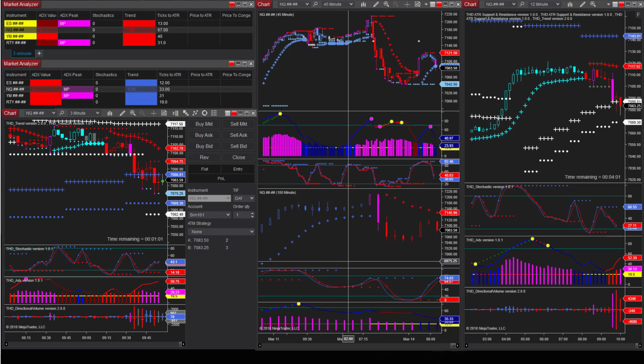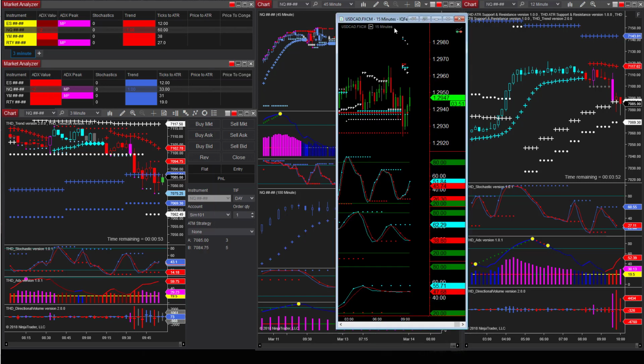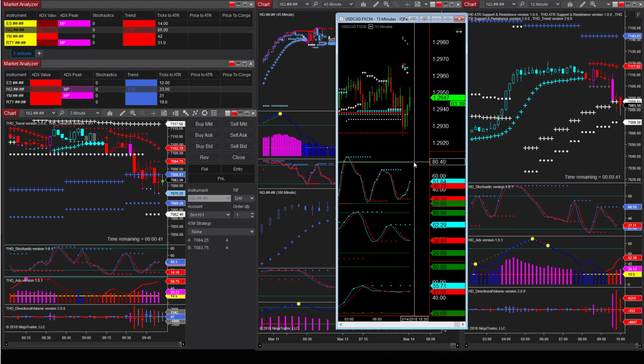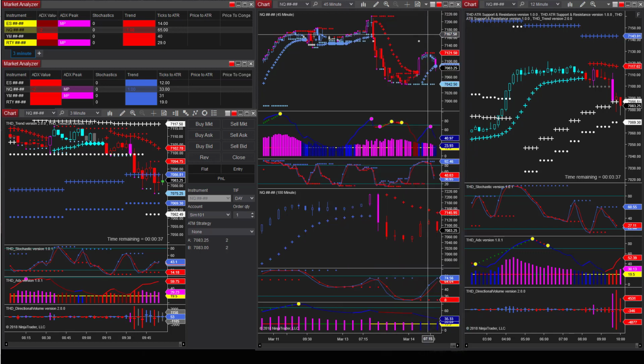No, I have mine set to 2, not 3. Wait a minute, I'll show you. So here, if you go to the stochastics, you can see smooth and length 1 and 2 is set to 2. It does make it a little bit whippier, okay? So just be aware of that. I'm okay with it being like that.